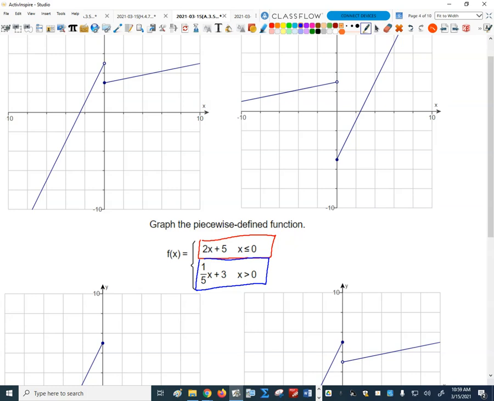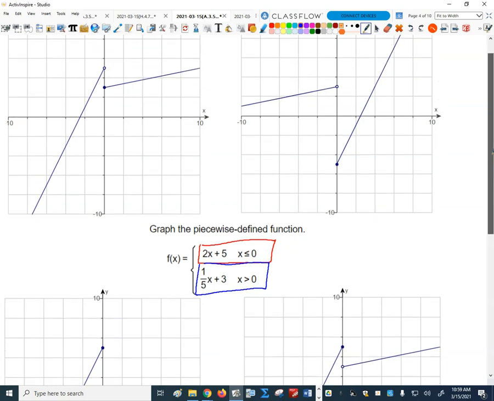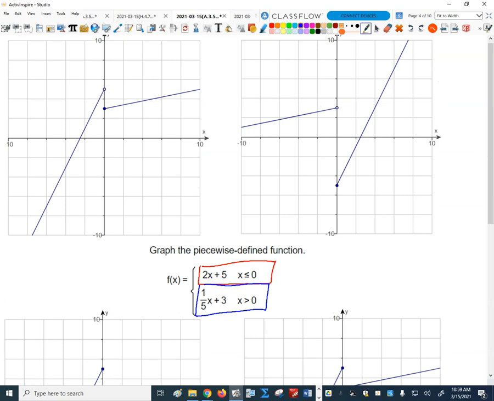So we know that x equals 0 is going to be the place where it makes that transition. For values of x less than or equal to 0, so that's to the left, right? Over on the left, we're going to have the equation y equals 2x plus 5. So here's my vertical boundary line, right? There's my boundary line between the two pieces. There's the line x equals 0. To the left, for values of x less than or equal to 0, we're graphing y equals 2x plus 5.